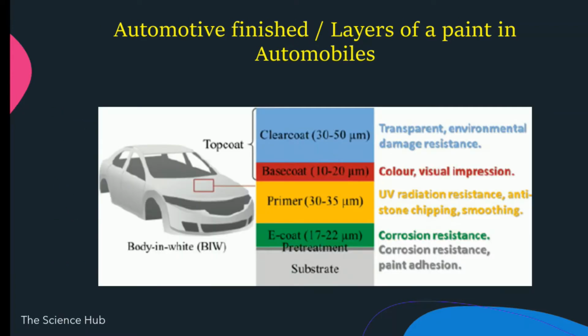By the image itself, we will understand, from the bottom: the substrate or pre-treatment gives corrosion resistance and paint adhesion; then the primer gives UV radiation resistance, anti-stone chipping and smoothing; then the base coat gives the visual color; then the clear coat is transparent, environmental and damage resistant.